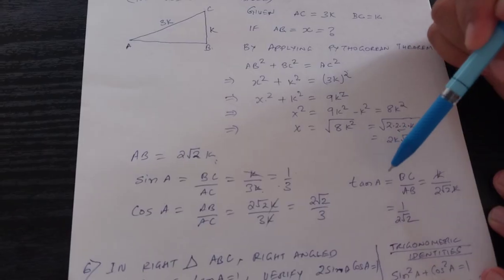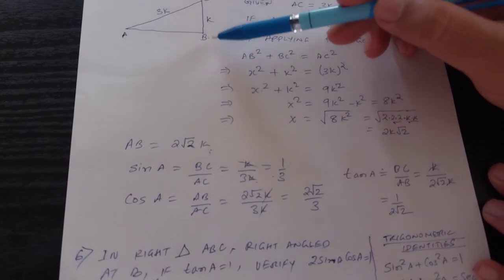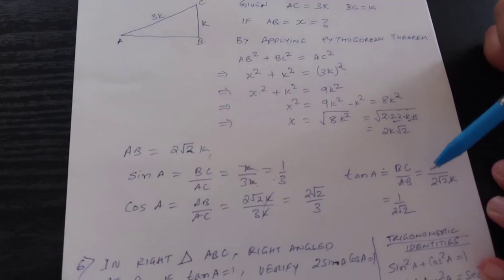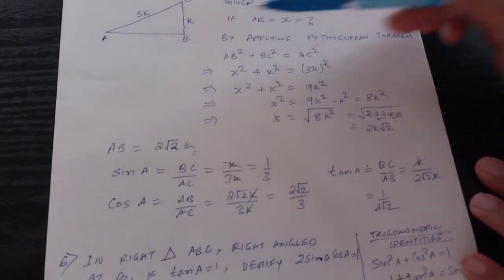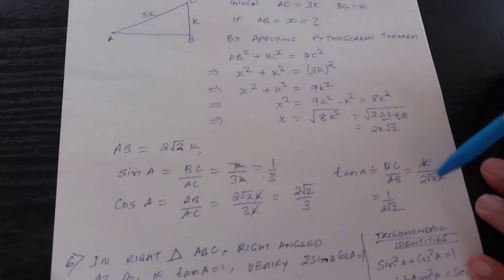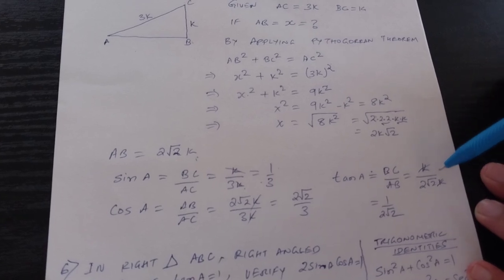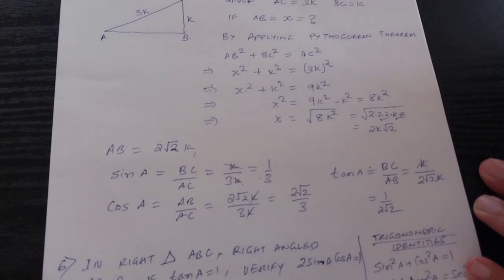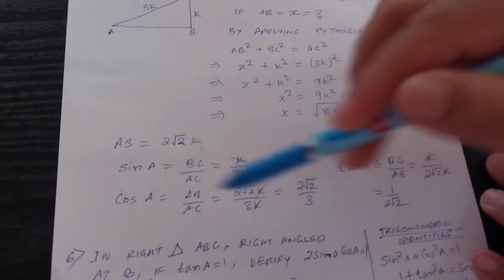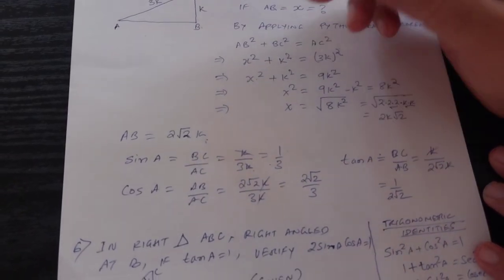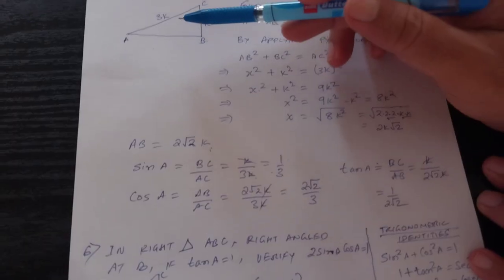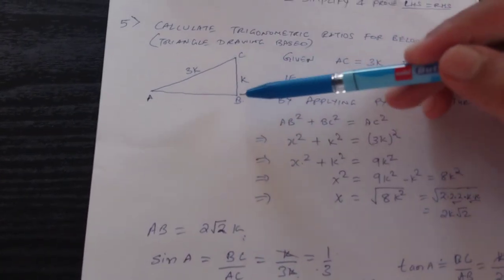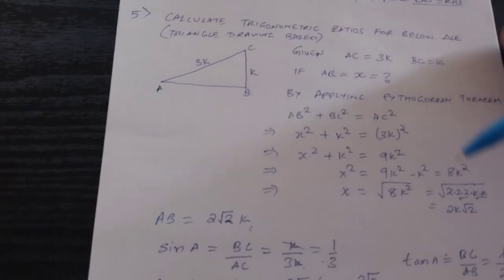What is tan A? Tan A is opposite by adjacent. So it is BC divided by AB, isn't it? Substituting for BC we get k, and for AB it is 2 root 2 k. So k and k get cancelled, 1 remains. So tan A is 1 upon 2 root 2. This is how we calculate the sine, cos and tan of angle A, by first calculating the length of each of these sides and applying the appropriate formulas.